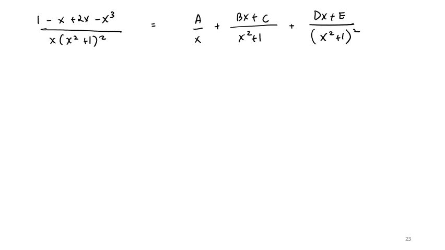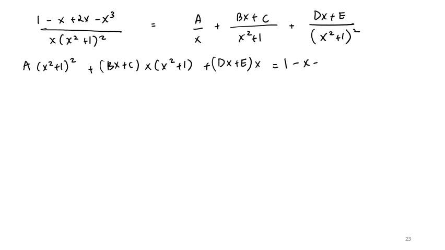You can skip the video if you want, but I'm just going to proceed to do the step-by-step calculation for those who need it. So A times (x squared plus 1) squared, plus (Bx plus C) times x times (x squared plus 1), plus (Dx plus E) times x only, equals the numerator. Now you want to get a system of equations, so you expand.